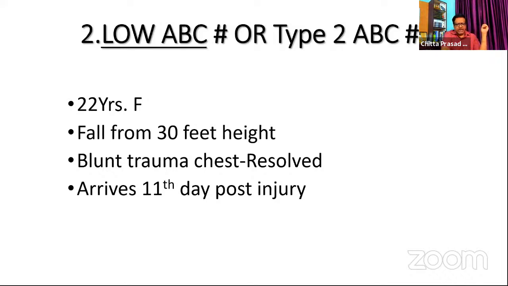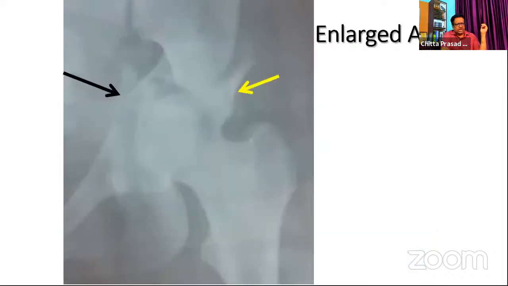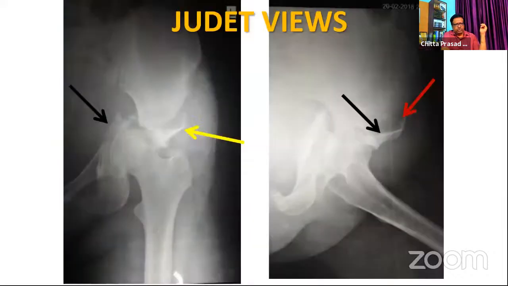This is a 22 years old lady, had a fall from a height of 30 feet and blood from her chest. She arrived on the 11th day post-injury. This is a type 2 ABC fracture. This is an enlarged view of the AP view. This is a Judet view.